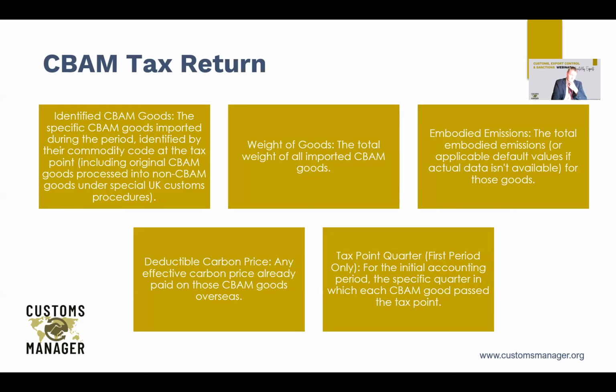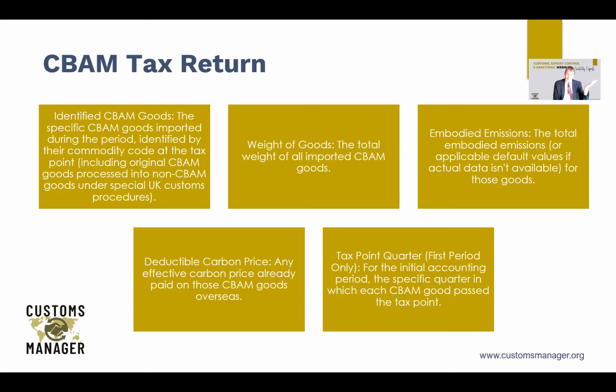It's quite interesting. What should be put on the CBAM tax return? Identified CBAM goods, the specific CBAM goods imported during the period, identified by their commodity code at the tax point, including original CBAM goods processed into non-CBAM goods under special procedures. Now, we already know that there are UK special procedures in customs, and they could change a CBAM product to something else. However, that doesn't mean that at import, the CBAM product wasn't there. It's, the iron and steel that I imported to make a car is now in the car, but it is in the car. So we need the identified CBAM goods.